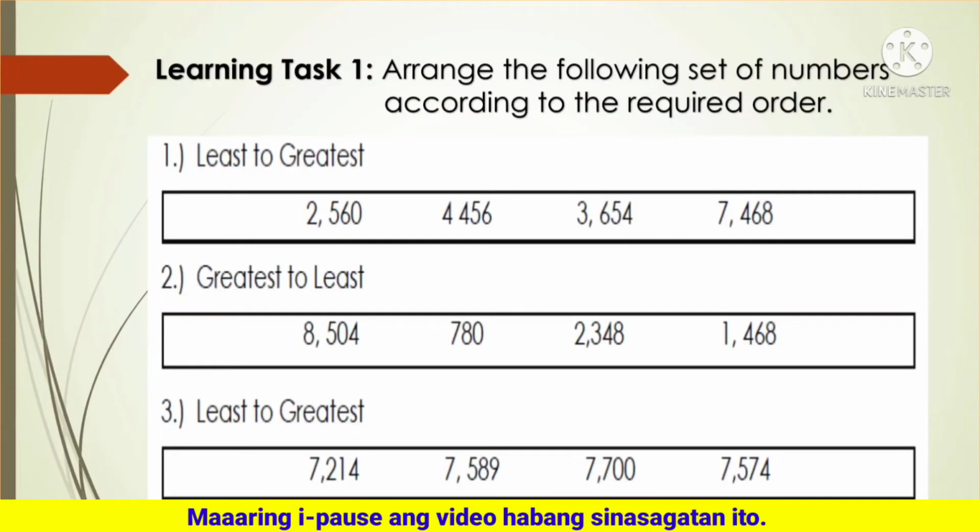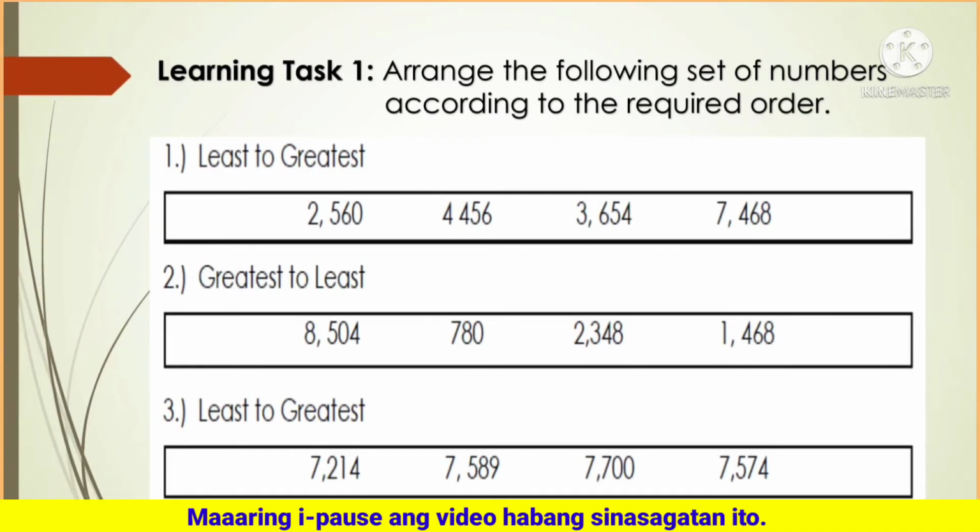Okay? Ngayon naman ay titingnan ko kung talagang naunawaan mo ang ating aralin. Sagutan mo ang mga sumusunod na learning task. Learning task 1. Arrange the following sets of numbers according to the required order. So, ibig sabihin, iaayos mo ang mga sumusunod na bilang ayon sa hinihinging pagkakasunod-sunod.